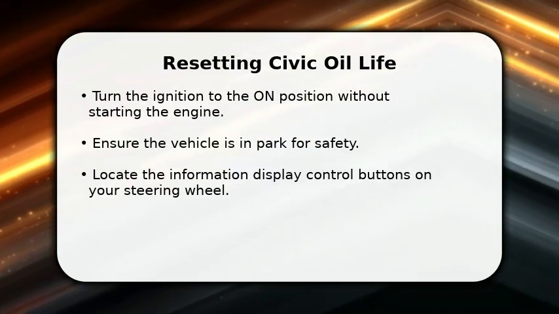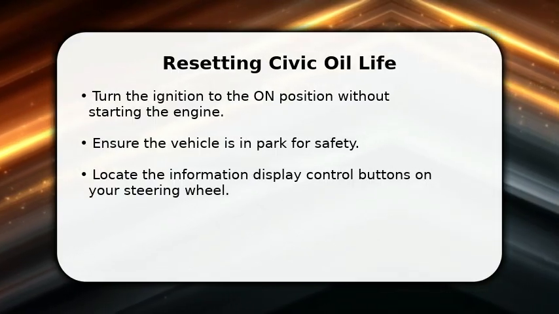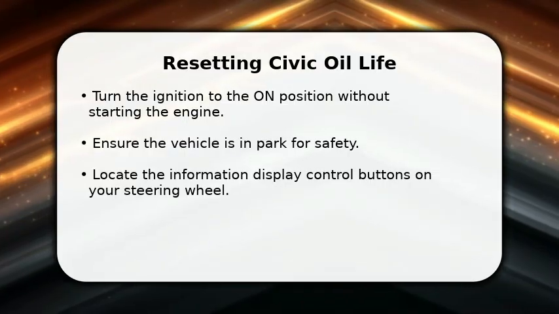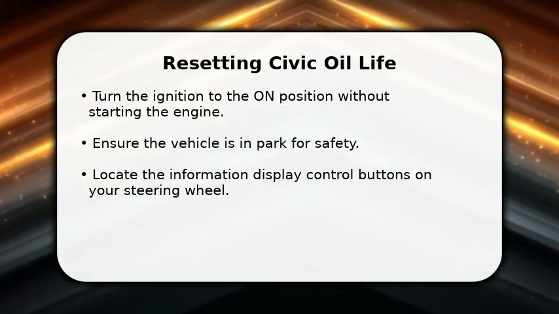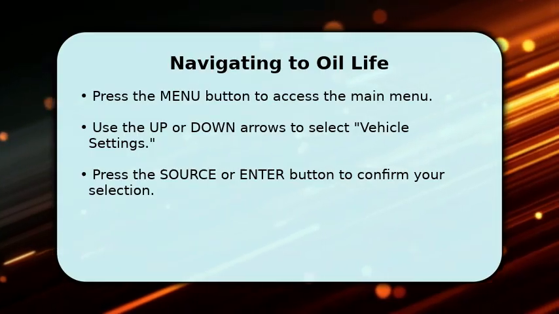Next, find the information display control buttons, usually located on the left side of your steering wheel. These buttons will help you navigate through the vehicle's menu options to access the maintenance minder system. Now, let's navigate to the oil life display.